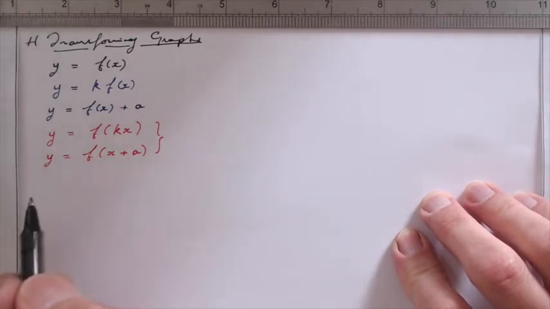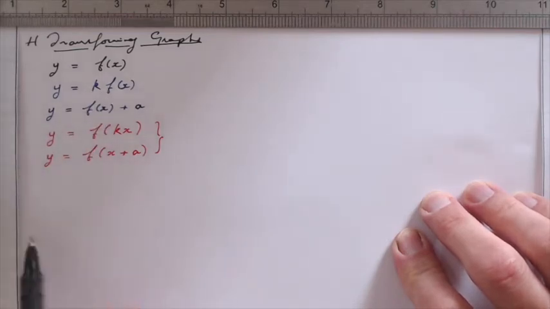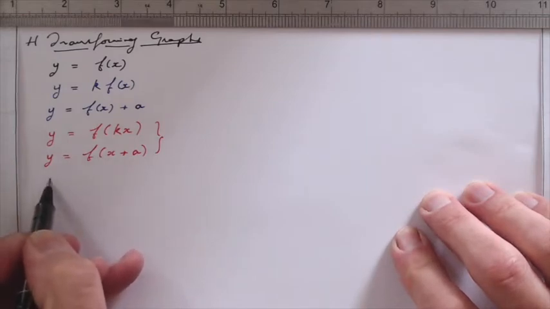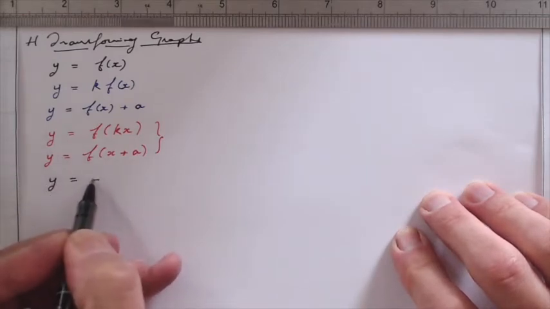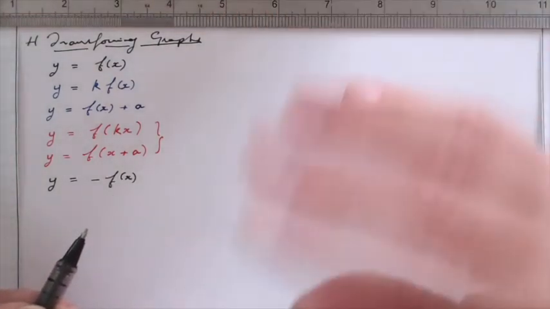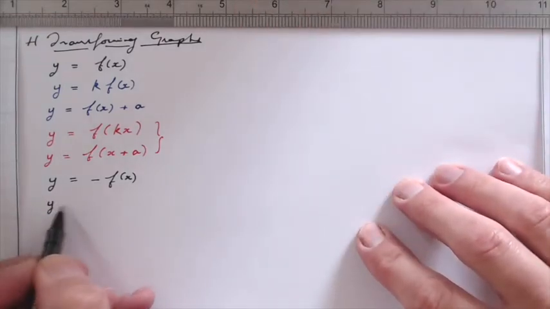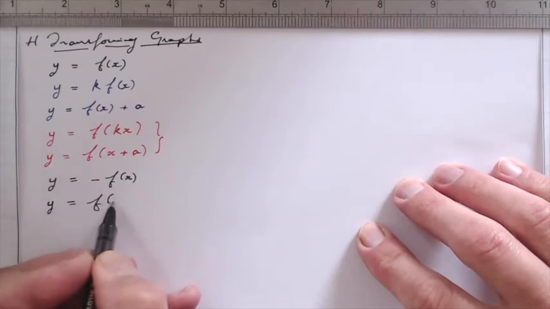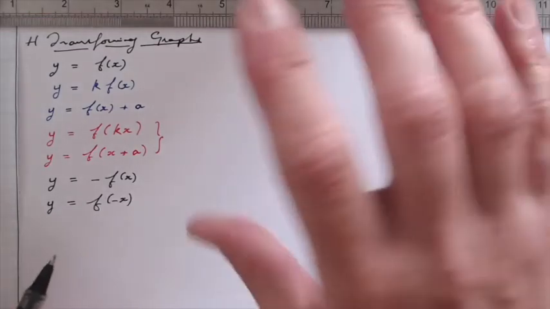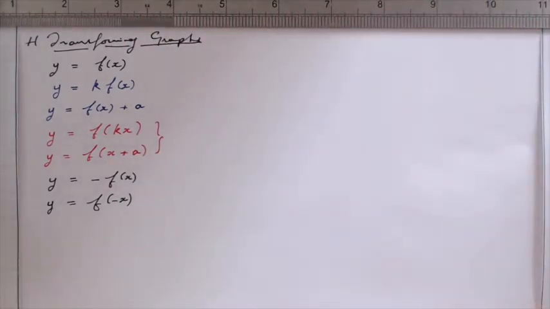And then the last two transformations, in a sense, are special cases of these scalings, but it's when k is negative. So if we write y equals negative f of x, this is actually a reflection of the graph about the x-axis. And similarly, if we write y equals a function of negative x, this is a reflection of the graph about the y-axis. So let's have a look at all of these with a particular example in mind.